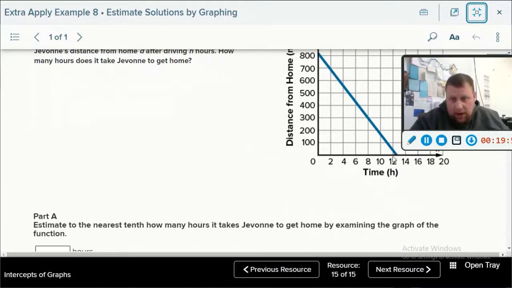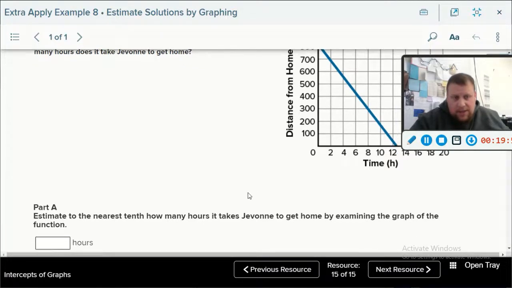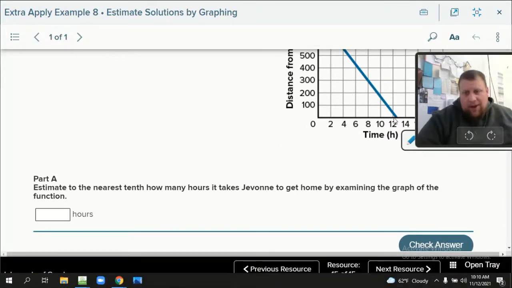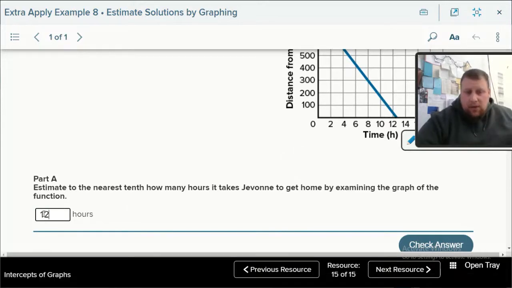Well, we see right here, each tick mark is 2 hours. That means this halfway point is 13. So it says estimate to the nearest tenth how many hours it takes Javon to get home by examining the graph of the function. If I'm looking right here, guys, there's a lot of leeway. And I've tested this out. This accepts a lot of answers. I'm saying that looks kind of like 12.5, but maybe you think 12.7. Either one, it's going to accept.